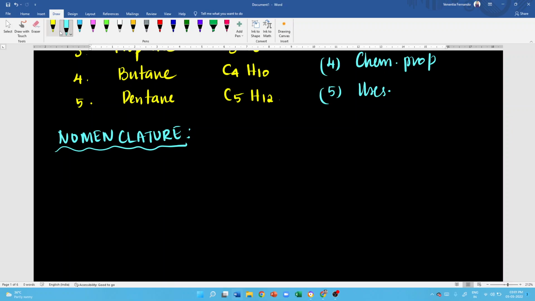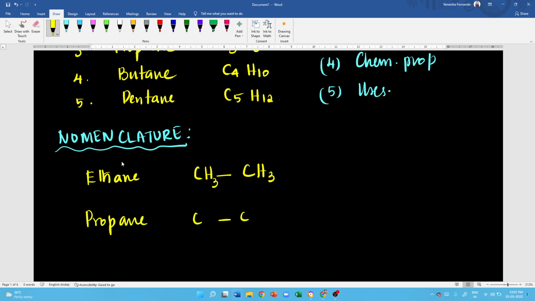For example, let me take ethane. Ethane formula is 2 carbon atoms and you have to fill with hydrogen, CH3 CH3. Next, let me take propane. Propane means 3 carbon atoms. Let's fill with hydrogens. So only one bond is there, so H3. The second carbon has 2 bonds, so it is H2. And the third carbon we have only one bond, so this is H3.